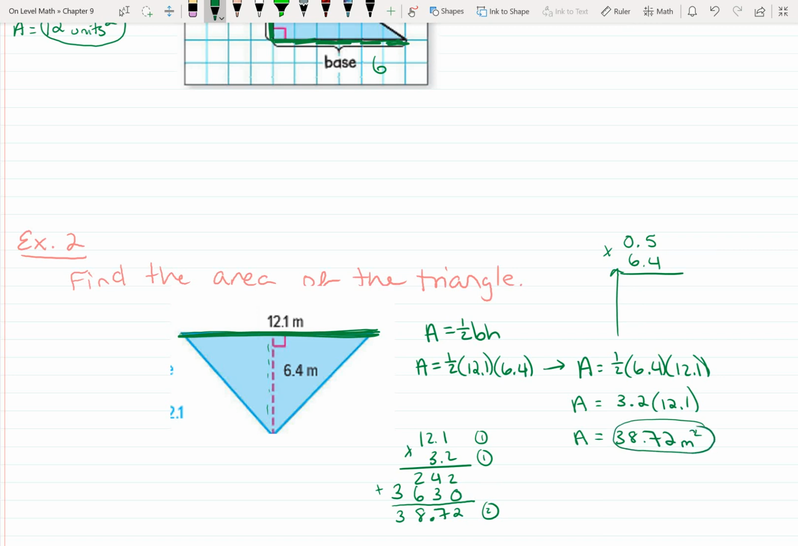Now, you will have to do some side work for sure on tonight's homework. Do not give up on that side work. It's just multiplying or dividing decimals, which you should be very comfortable with.